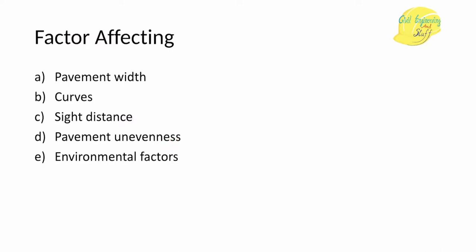And then we have environmental factors that affect the speed of the vehicle. Basically, if we have more rain or foggy conditions, then of course the speed of the vehicle will be less. These are just common points, we all know about these, and these are factors that affect the speed of the vehicle or the overall speed of the traffic.